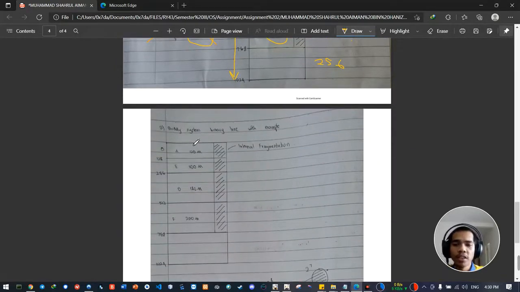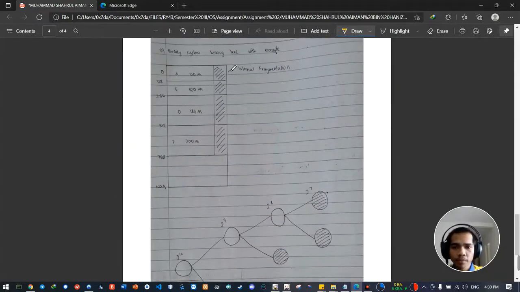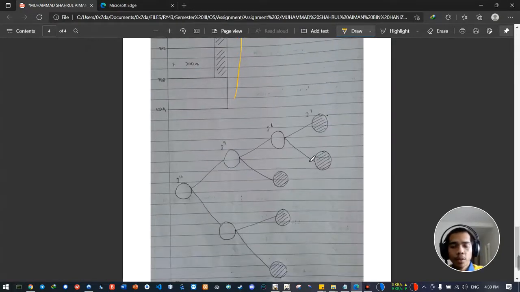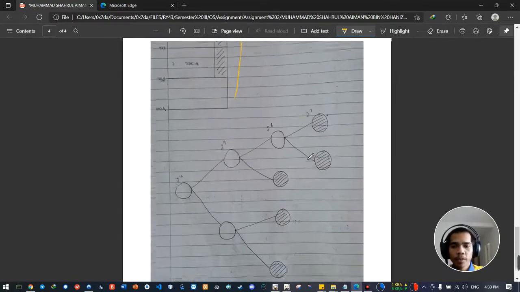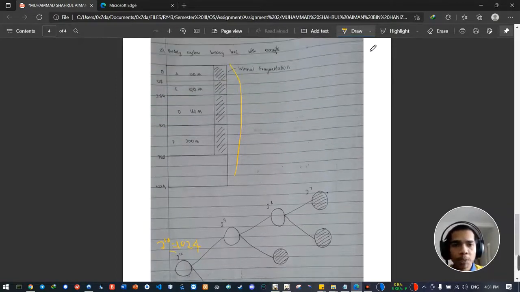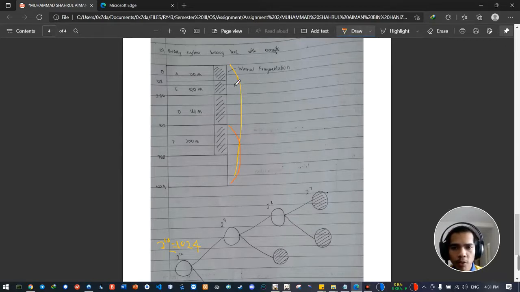Question 4, buddy system binary tree with example. So we copy back the block memory here. From the block of memory here, we can create the binary tree. First we create a circle. We name it 2 to the power of 10 equal to 1024. So we split the block here. First splitting of the block, it will become 512.